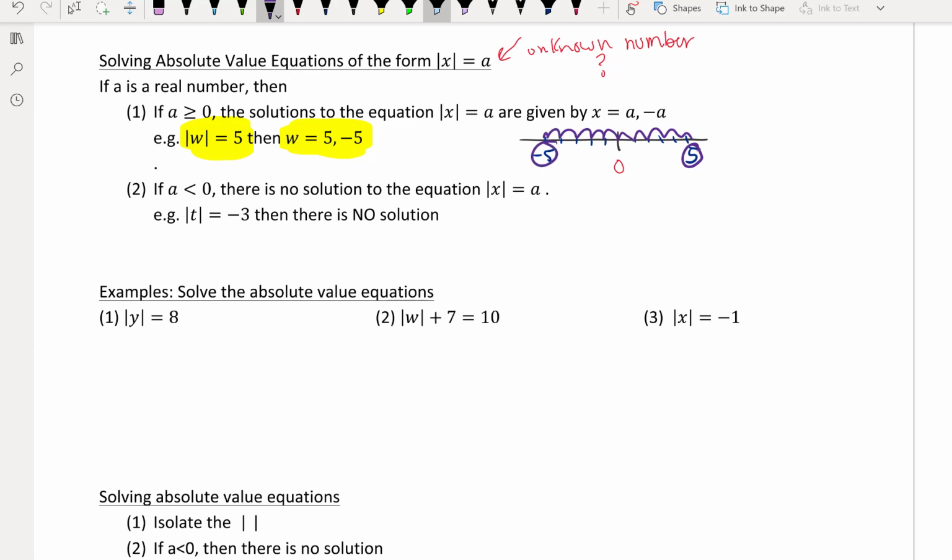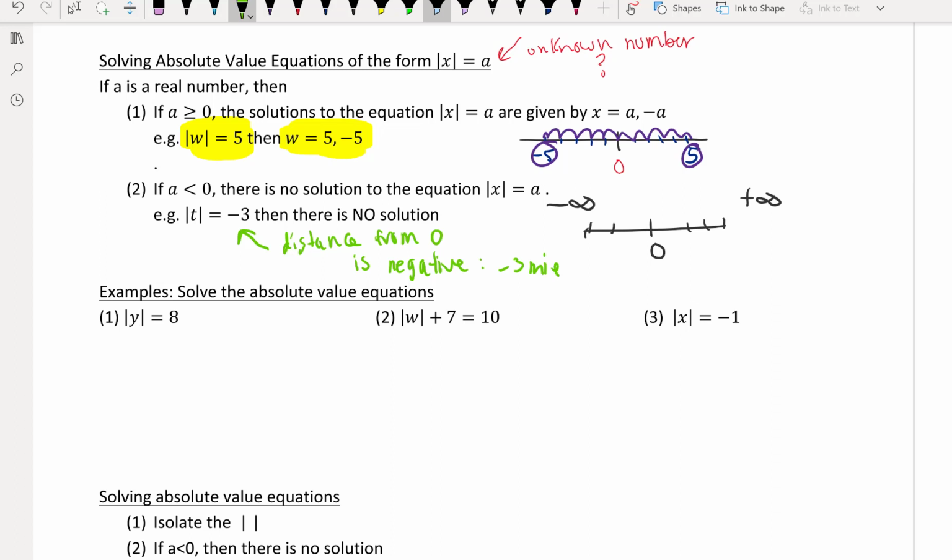Now, if we are on the number line, we're at 0, and we have our positive infinity and negative infinity. Well, if you are telling me that the distance from 0 is negative, well, that's like me saying, yeah, I commute to work and I drive -3 miles, right? Well, that doesn't make sense. So what you say is no solution. Like, no, that's not possible. Distance can never be negative.